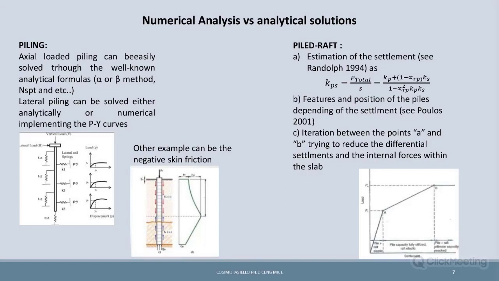There are some authors, for example Bowles, in his book Foundations, who brings some calculation regarding negative skin friction based on the neutral point. It is the point above which we have negative skin friction, and starting from this point we have positive skin friction. But this is mostly related to a really important assumption, that the pile is only axially loaded, and in 99% of piling we have axial load and we have bending moment or even shear.